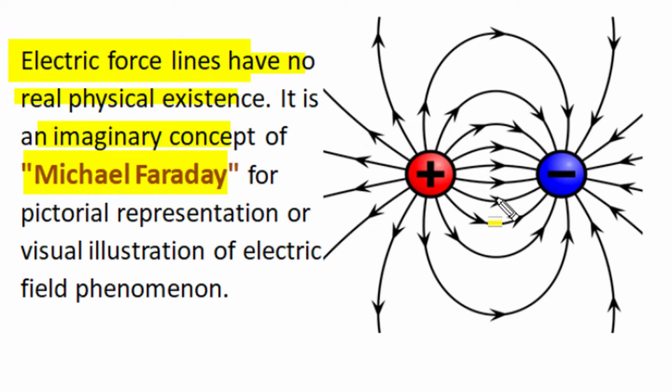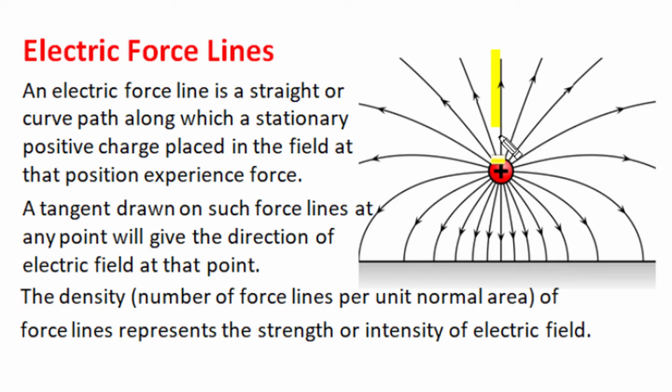So we also count these imaginary force lines as electric flux and use flux density to correlate electric field intensity. So this concept of electric force lines is very useful. Electric force lines can be straight lines or curved paths. If we place a stationary charge in an electric field, these lines represent the direction of force on that charge.